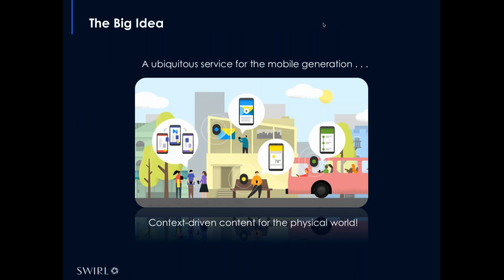And if we think about the broader context for this, and the big idea that Google is certainly contemplating and now acting on, what we're thinking about is a ubiquitous service for the mobile generation, right? And this is content and experiences that are context-rich and that, again, augment our experience of the physical world.